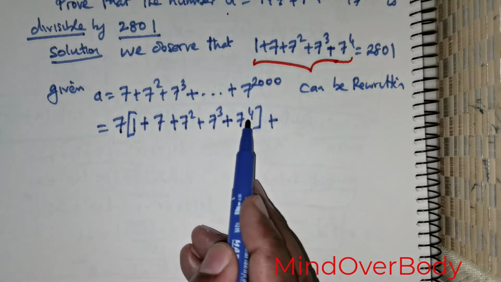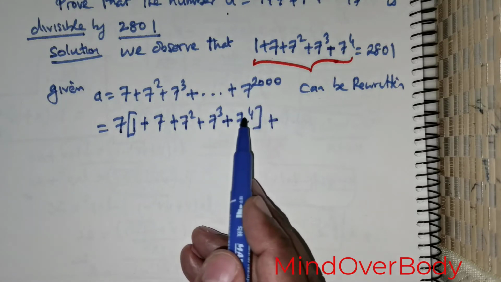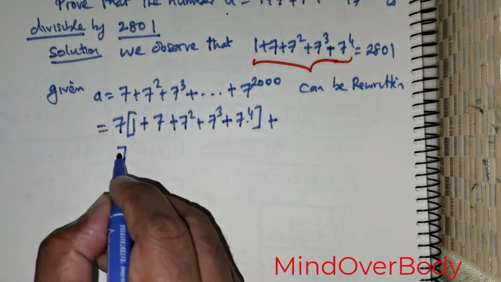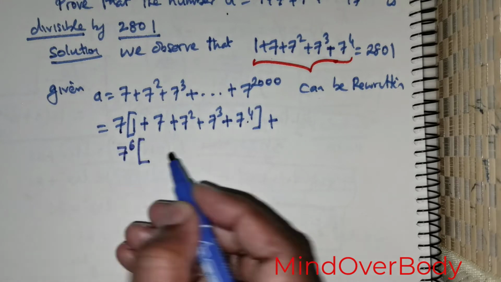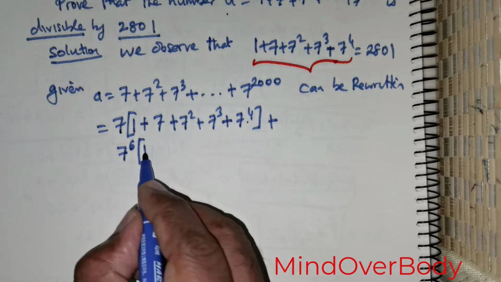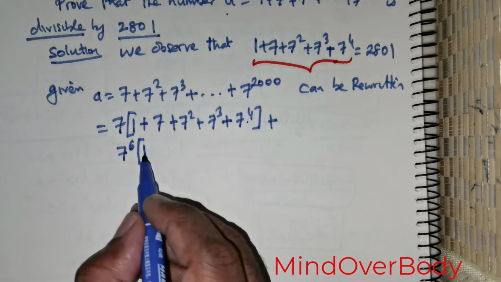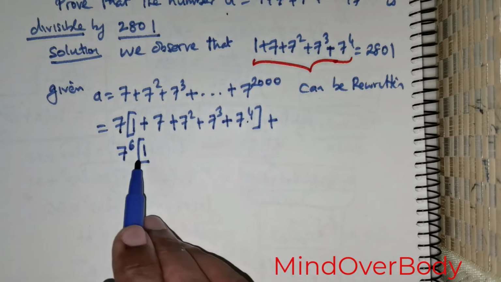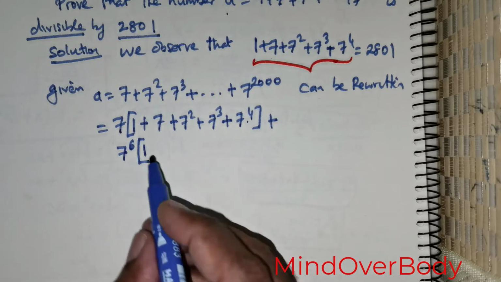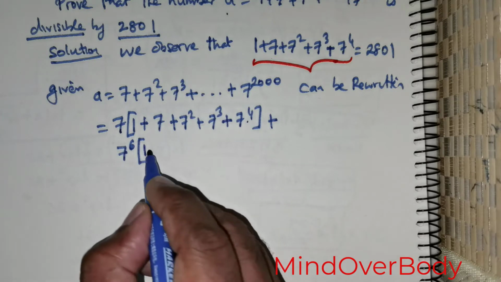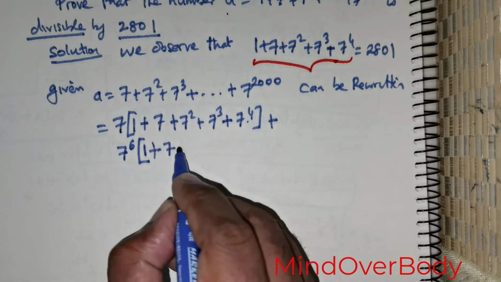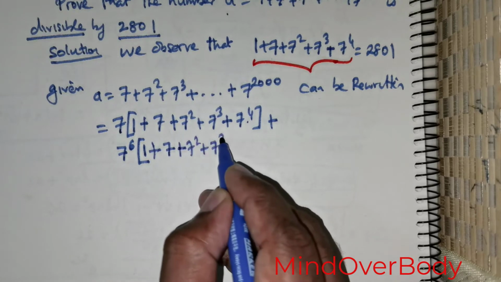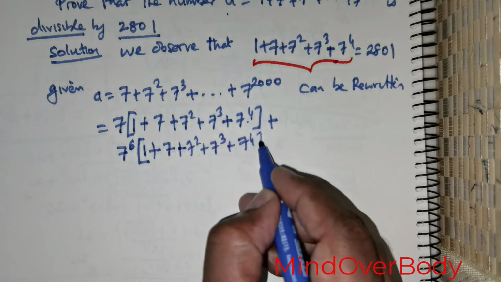Now 7 with 7 to the power of 4 gives me 7 power 5. So I need to start with the next 7. In that case it is going to be 7 raised to the power of 6. And inside we would have 1 over there, because this ends at 7 power 5. Now this has to start with 7 power 6. So that's why I have taken 7 power 6 out, and I can rewrite this as 1 + 7 + 7 squared + 7 to the power of 3 + 7 to the power of 4.